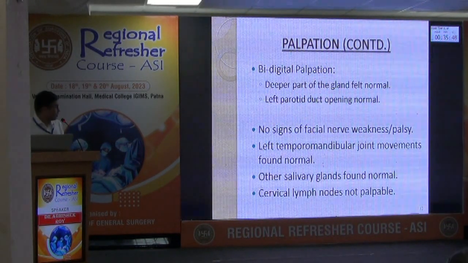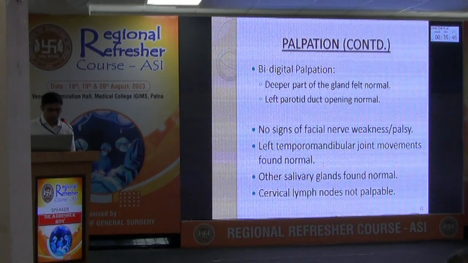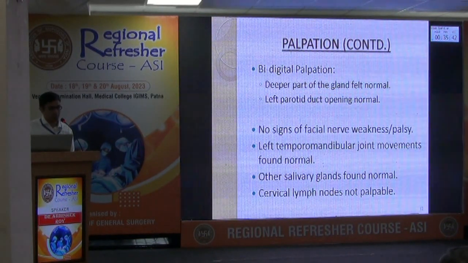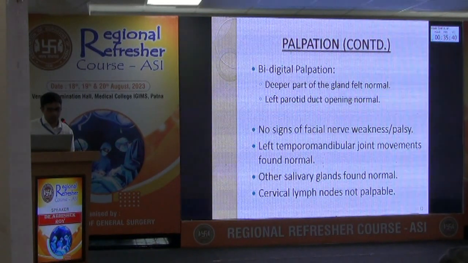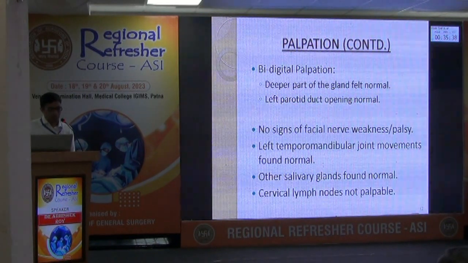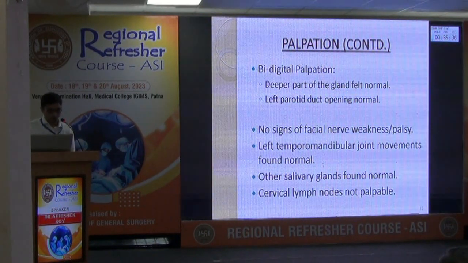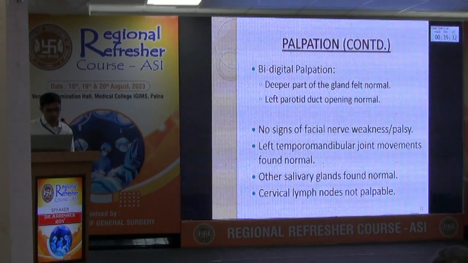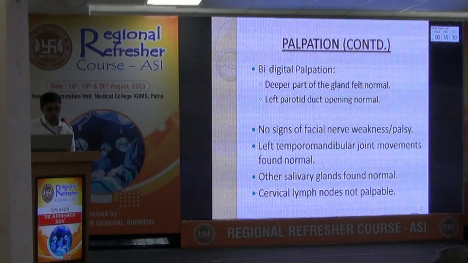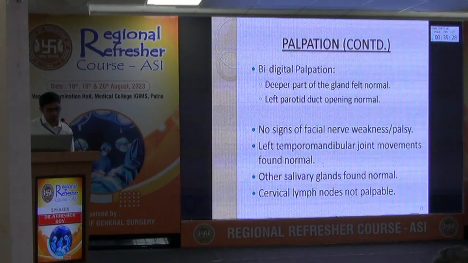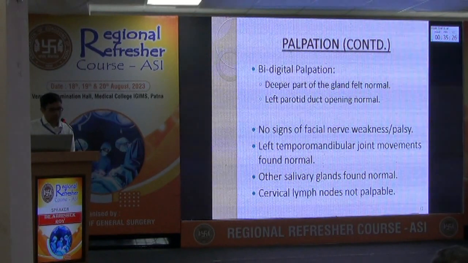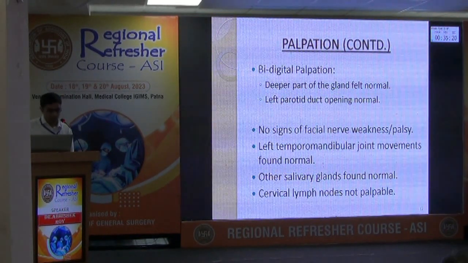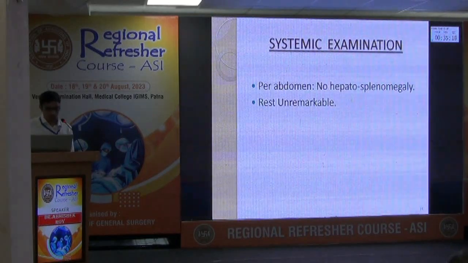Further palpation methods, bidigital palpation, was done, especially to feel the deeper lobe or deeper part of the gland, and it was found to be normal. The opening of the left parotid duct was also found to be normal. There was no sign of any kind of facial weakness or facial nerve palsy. The temporomandibular joint movements were all normal. Other salivary glands of the opposite side and the same side were normal, and cervical lymph nodes were not palpable.